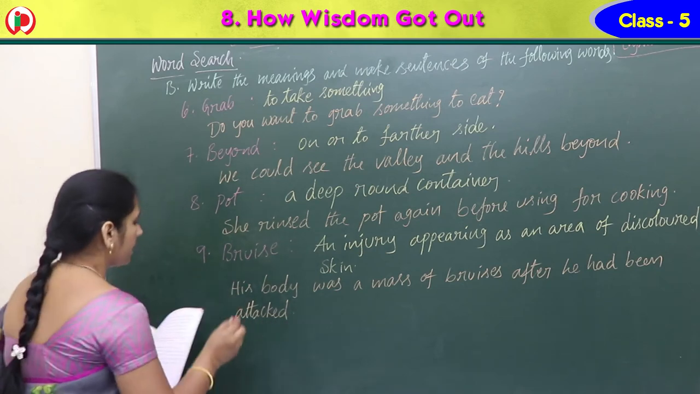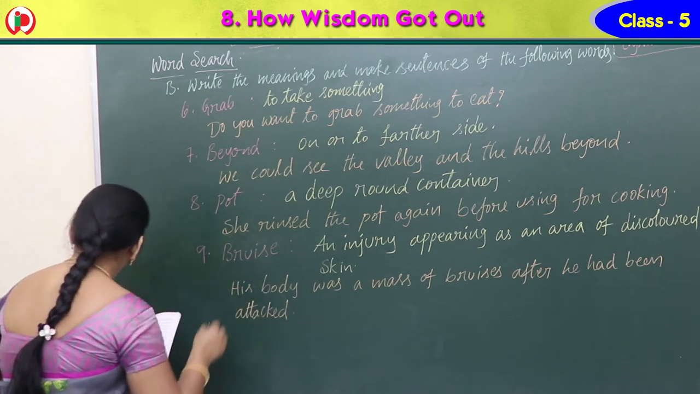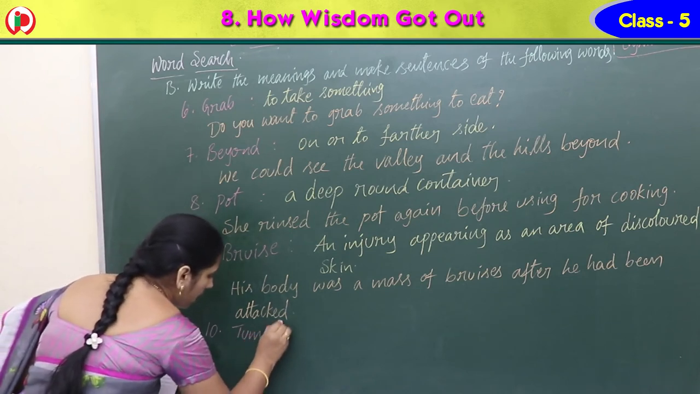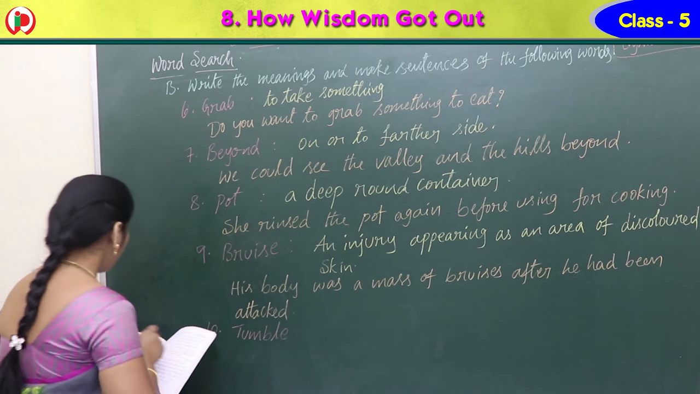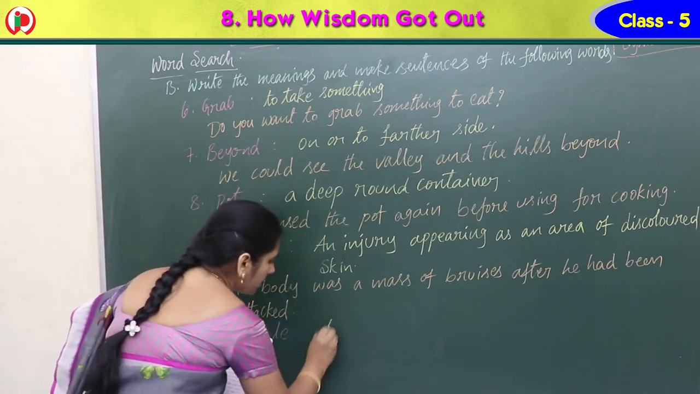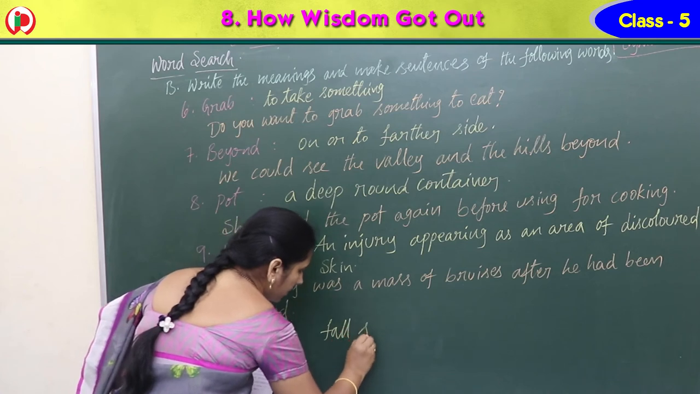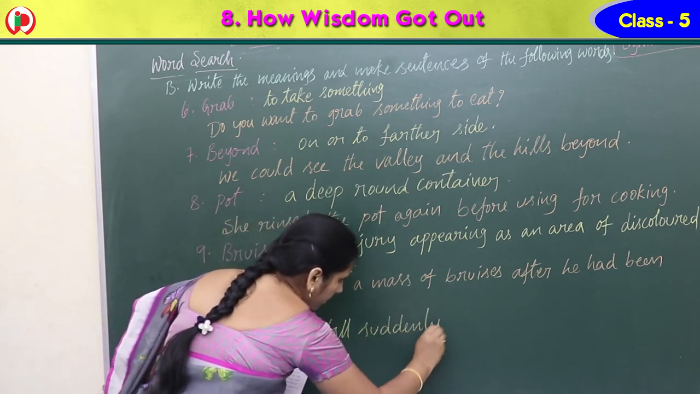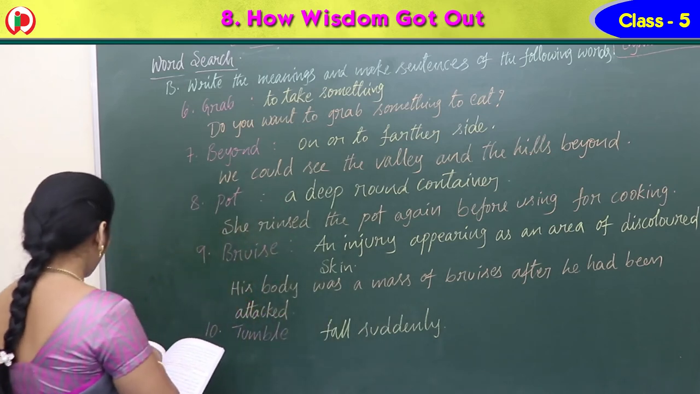Okay, and see the last one, what do we have? Tumble down. So what is tumble? Tumble means to fall suddenly. Okay, and write a sentence down.